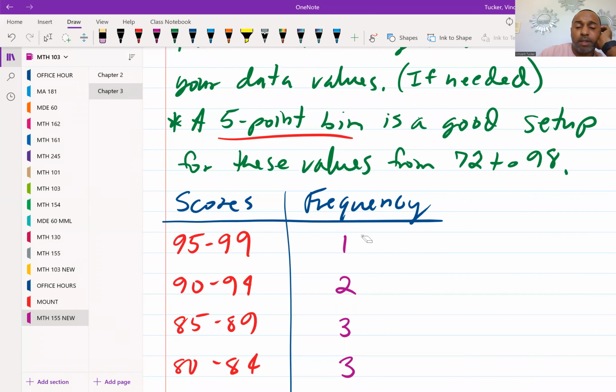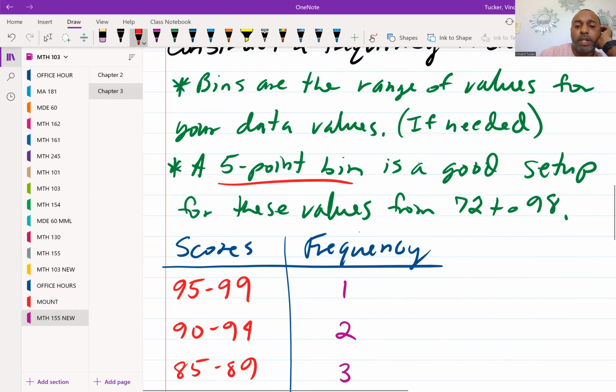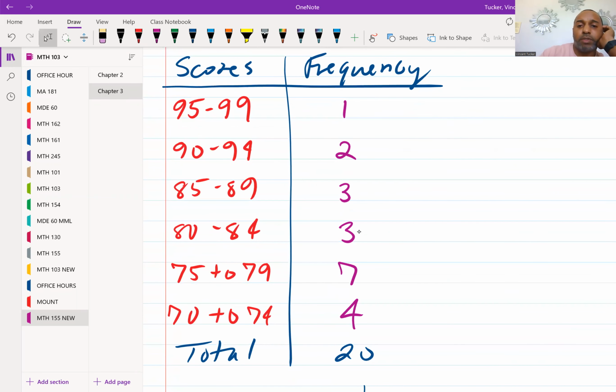Then 90 to 94, there were 94 and 91, so it's two. And you just keep on that same pattern. If you follow that, you will get these numbers. There are three values that fit into this category, three here. Seven numbers fit into this range of 75 to 79. And then four values fit into that last range, or last bin.